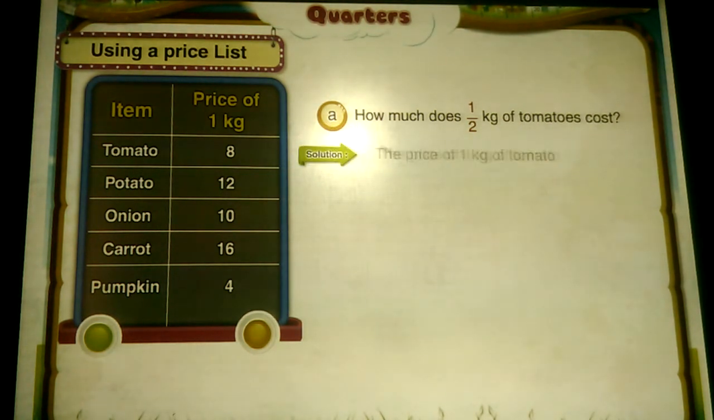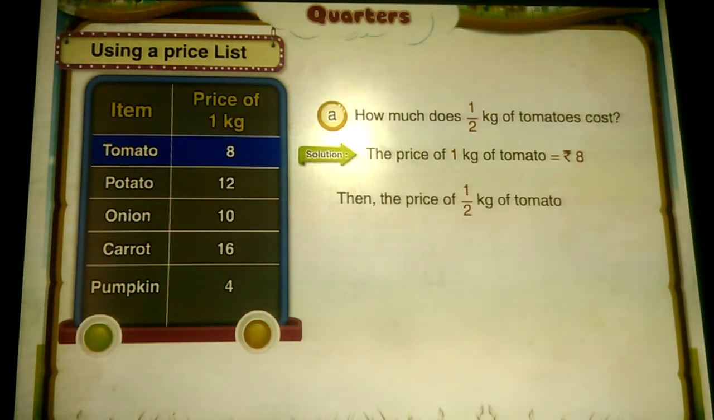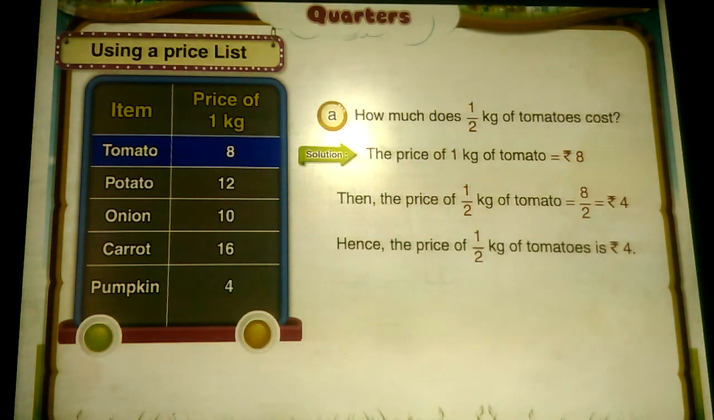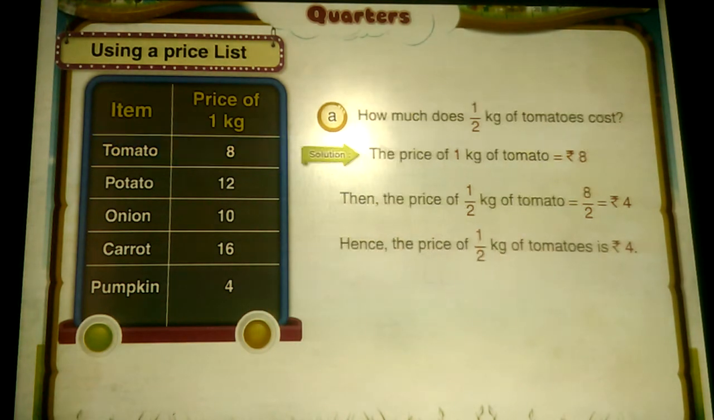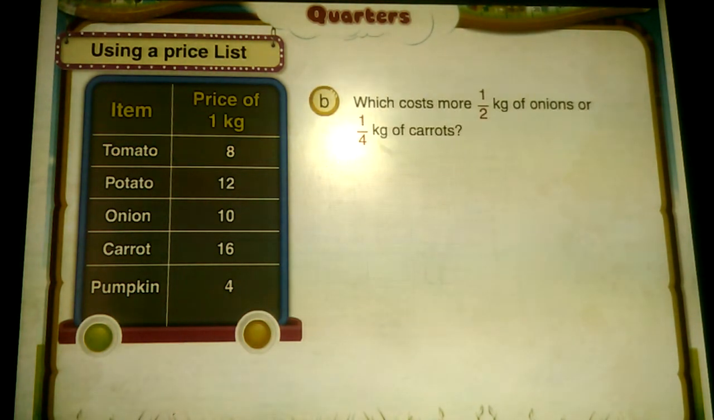Solution. The price of 1 kg of tomatoes is rupees 8. Then, the price of half kg of tomatoes will be 8 divided by 2, that is equal to 4. Hence, the price of half kg of tomatoes is rupees 4. B. Which costs more? Half kg of onions or 1/4 kg of carrots?